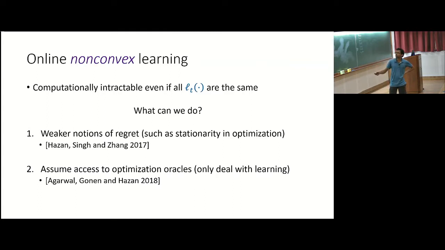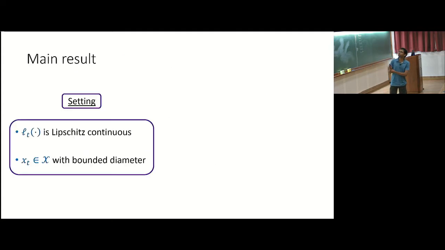Yeah, so we'll be working in this framework where we will first assume access to certain optimization oracles and see how to do non-convex online learning, and then we'll go to the next part. Okay, so in this setting, the main result is as follows. These are the only two assumptions. The first one is that LT is Lipschitz continuous, and I'm making this assumption, but even here, optimization is not easy, and so I have to assume that I can do optimization efficiently. And then XT lies in a set X with bounded diameter.